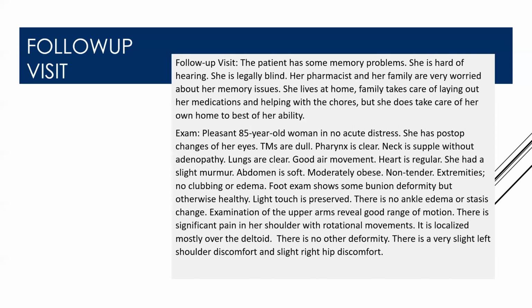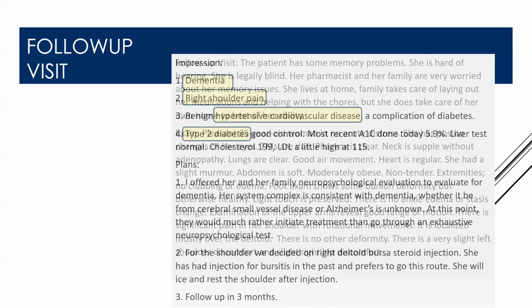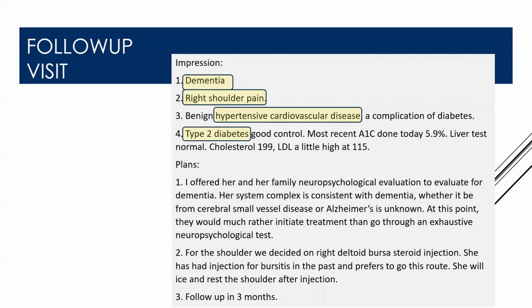Examination of the upper arms reveals good range of motion. There is significant pain in her shoulder with rotational movements, and it's localized mostly over the deltoid. There's no other deformity. There's also very slight left shoulder discomfort and slight right hip discomfort. Impression is dementia, right shoulder pain, benign hypertensive cardiovascular disease, a complication of diabetes, and type 2 diabetes with good control. Most recent A1C done today was 5.9%, liver test normal, cholesterol 199, and LDL a little high at 115.